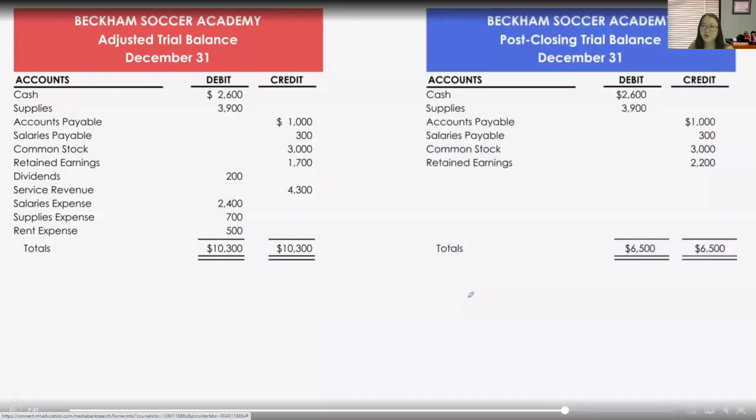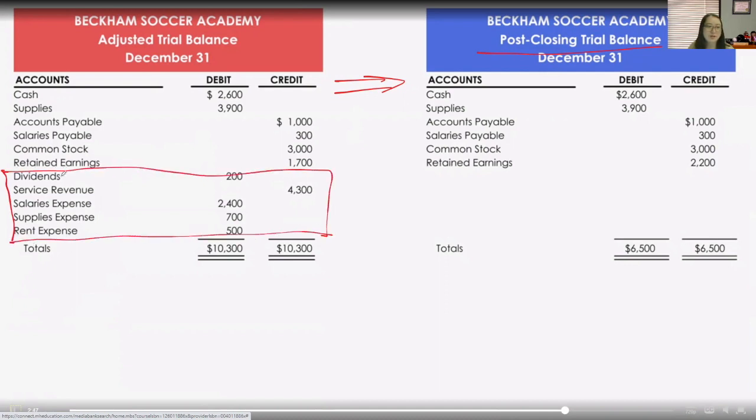Okay. So what happened is that after posting the closing entry, look what happened. Everything disappeared. All the temporary accounts disappeared. Am I right? All the dividend disappeared, revenue disappeared, and expense disappeared. Only have balance sheet accounts, which is cash, asset, liability, equity account, right?